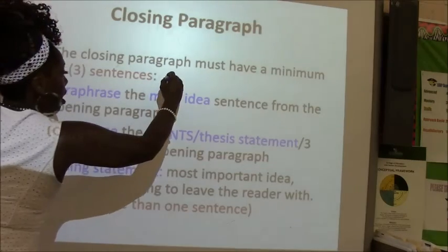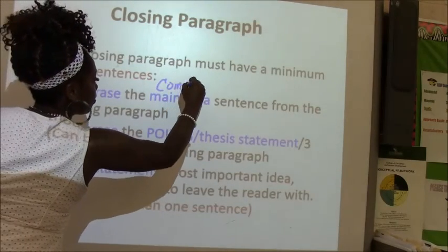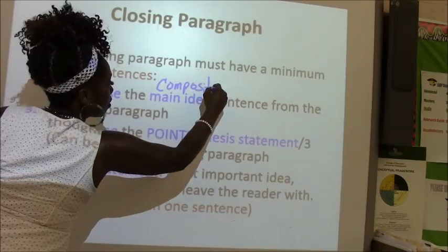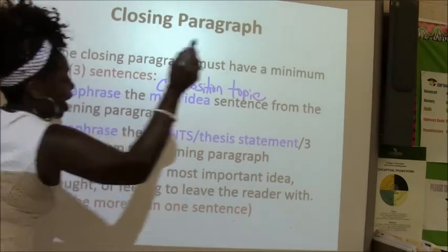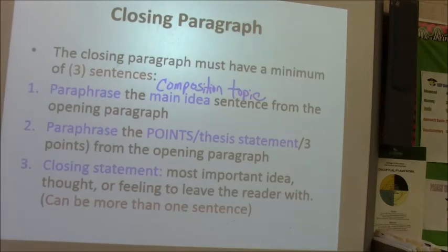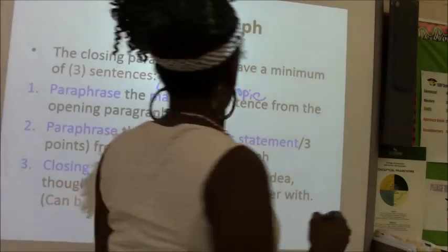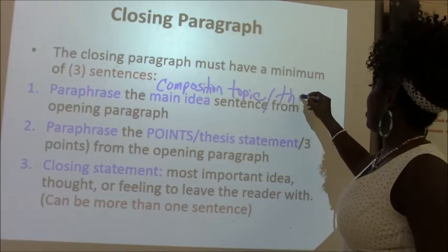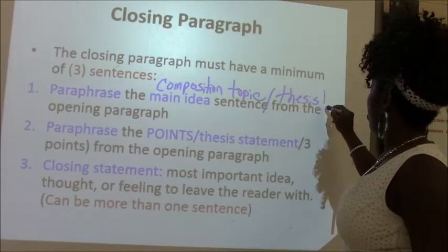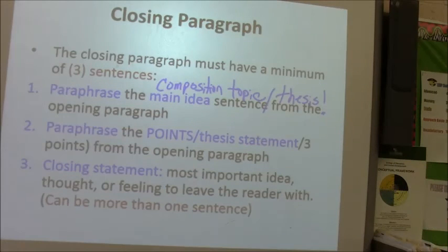Our composition topic, because that's what students, y'all remember, right? That's the C in ABCs. It's also known as our thesis. Our money word. We need to paraphrase that, okay? We have to paraphrase that.